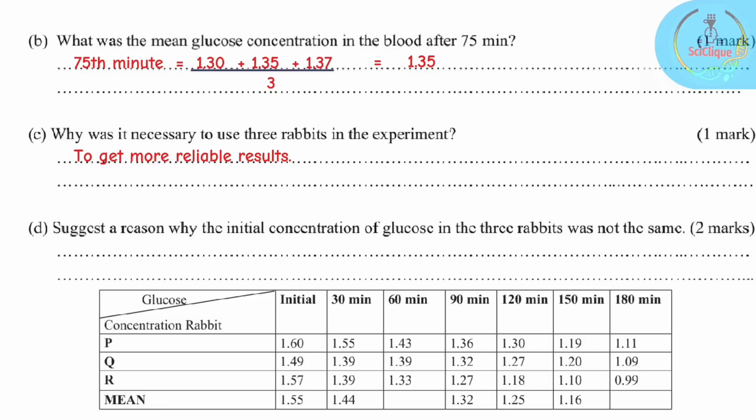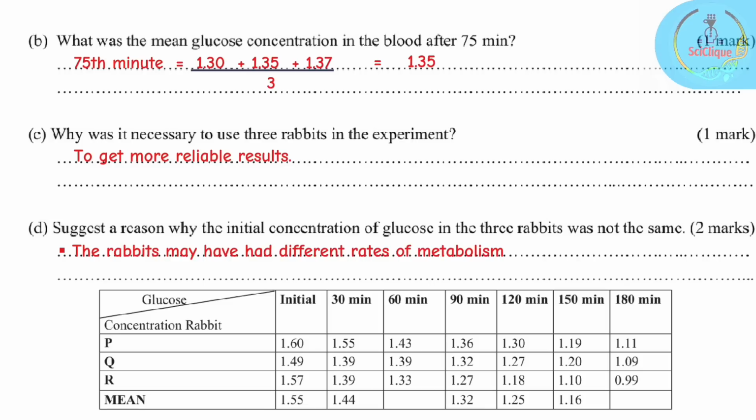Now, it comes back to the rabbits themselves. So number 1, different rates of metabolism. When it comes to animals, they have different rates of metabolism. You're going to have some having the ability to break down carbohydrates faster, therefore absorbing glucose quicker. So maybe this could have been the factor that influenced the differences that we are seeing from the table.